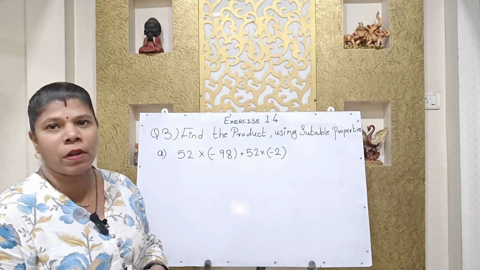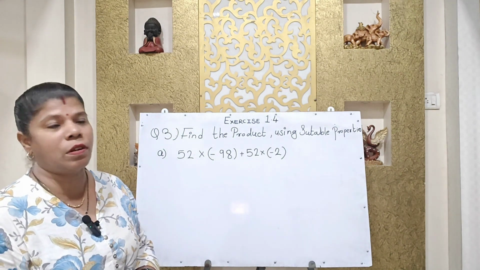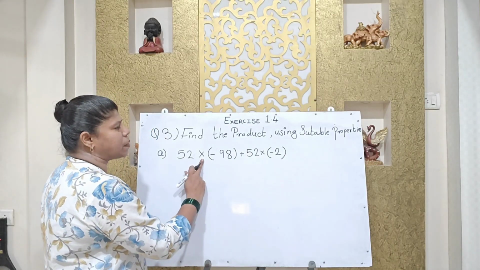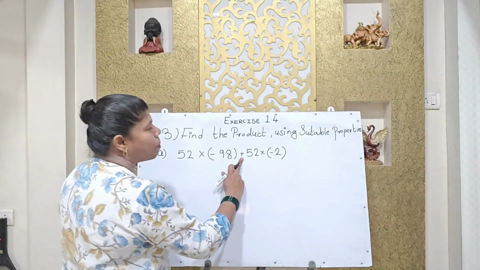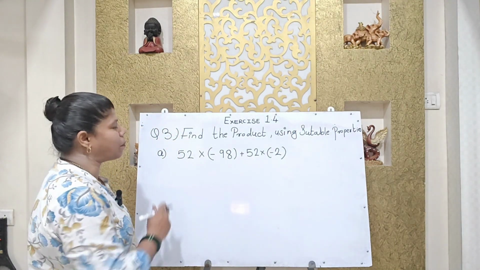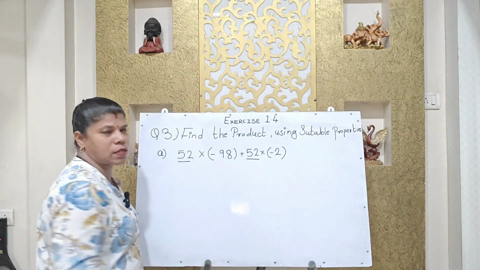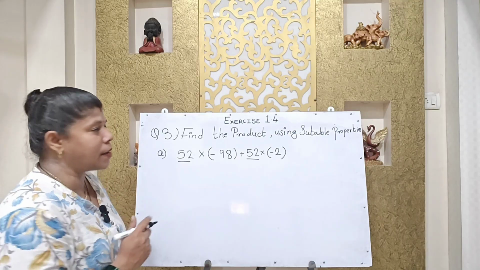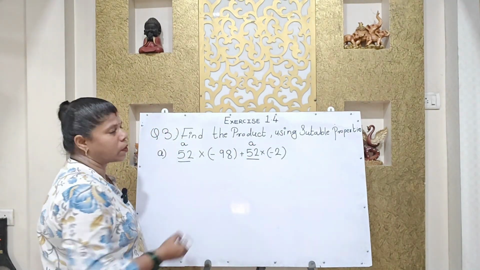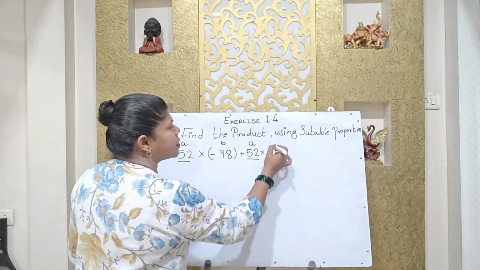How is this property applicable here? Which property is this? Distributive property of multiplication. Okay, now see. If we read this sum, 52 multiplied by -98 plus 52 multiplied by -2. What we have noticed in this sum is that 52 has repeated twice. 52 इस sum में 2 बार आया है. Suppose the number which is repeated I consider A. This number appears only one time, so this is B and this is C.